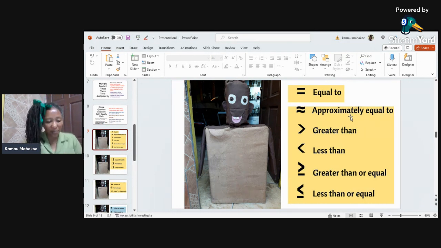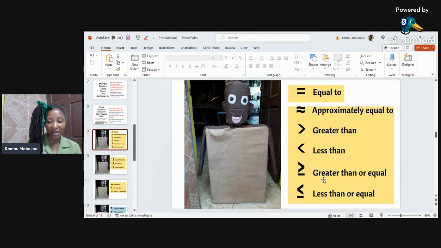Maybe not exactly the same, but roundabout the same. This sign here is greater than. The quantity on the left is the bigger quantity, and the quantity on the right is the smaller quantity. So 4 is greater than 1. This sign here is less than. For the greater than, we could say the number in front of the open mouth is the bigger number. For the less than, the number on the left is in front of the closed mouth, and that is less than the one on the right.